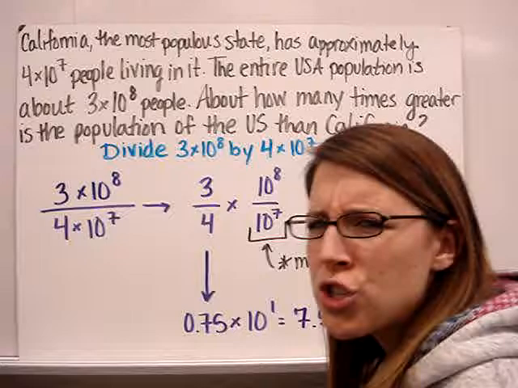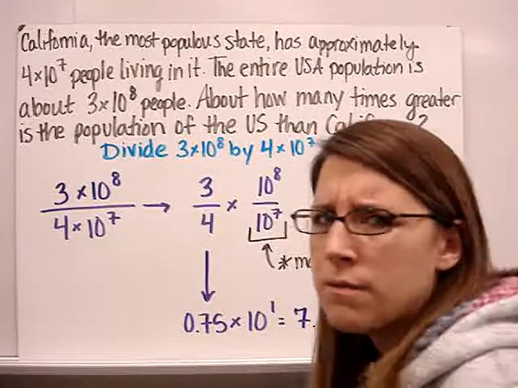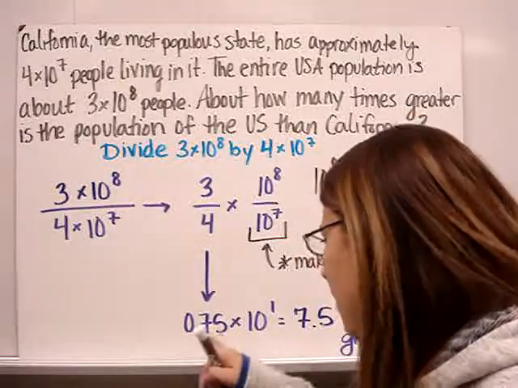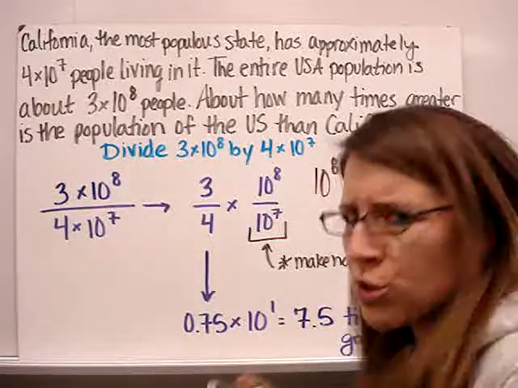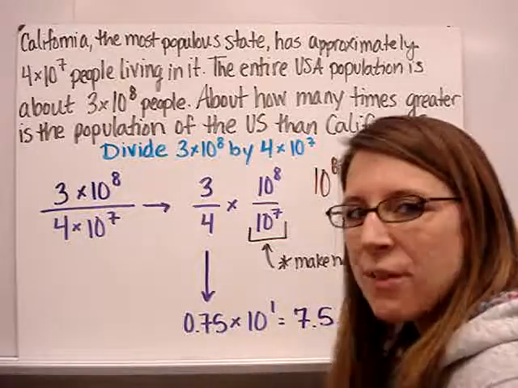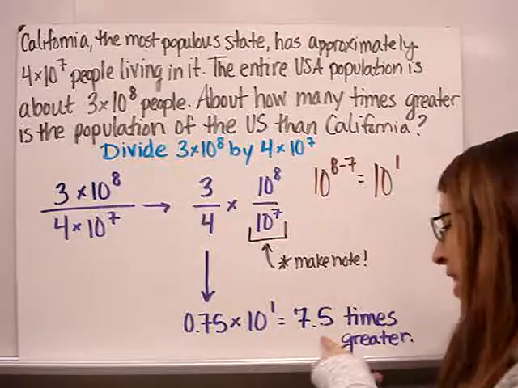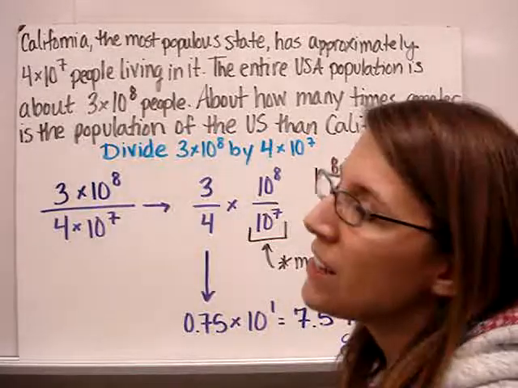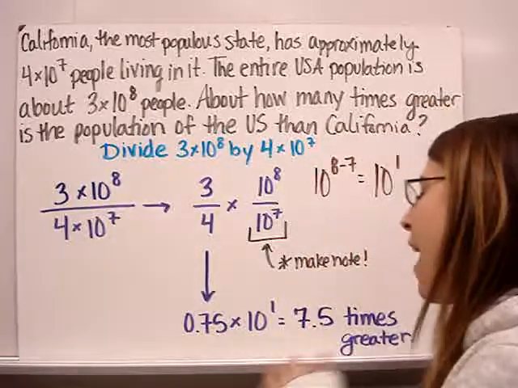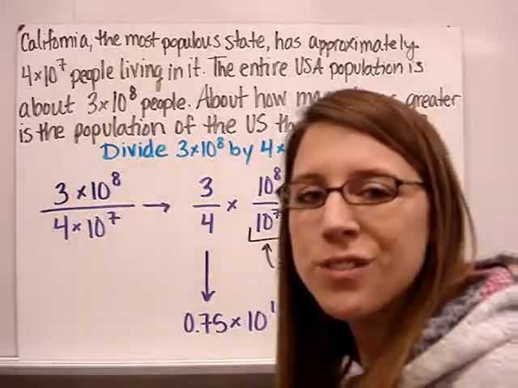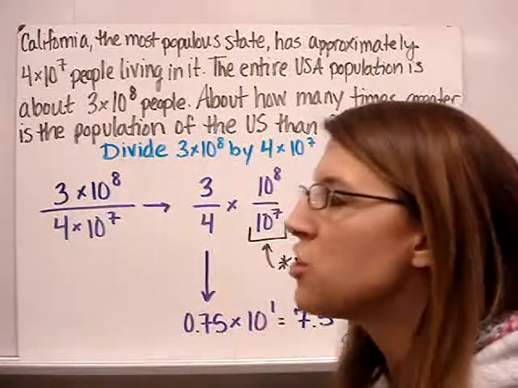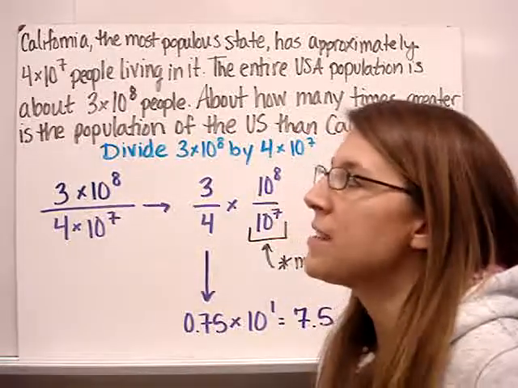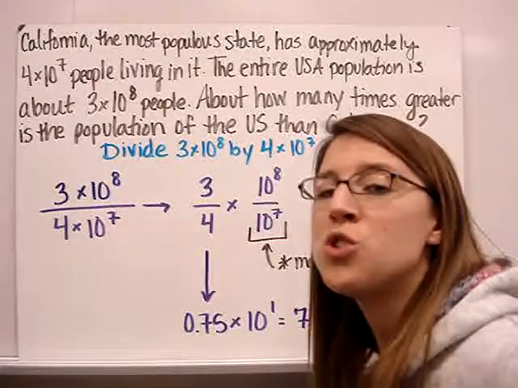And then in order to understand this amount, it's not 75 hundredths times 10 to the 1 times greater. 10 to the 1 is 10, right? So 75 hundredths times 10, that's 7.5. So the population of the entire United States is 7.5 times greater than the population of California. And this, in a nutshell, has just been 3 examples of problem solving using scientific notation. In class, we are sure to do much more.